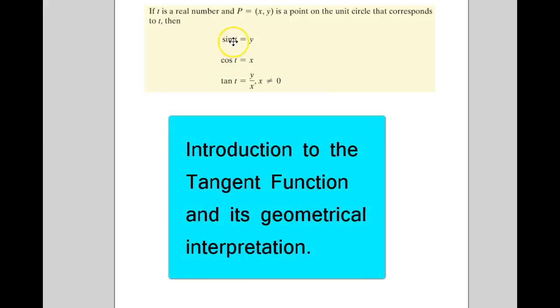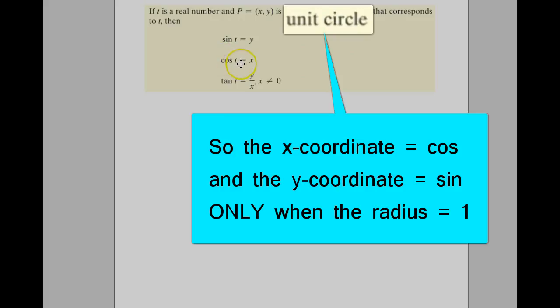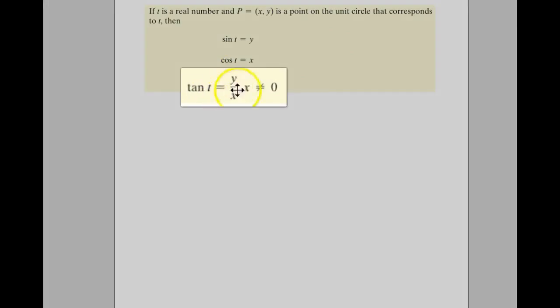Hey, in the last video we looked at the sine and cosine functions. The sine of an angle was the y-coordinate, the cosine of the angle was the x-coordinate, and this is as long as we are in the unit circle. And in this video we're going to examine what is the tangent function. What does the tangent give us?